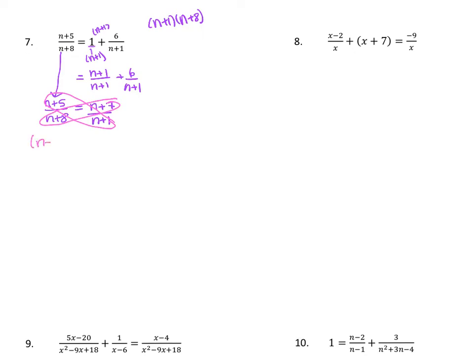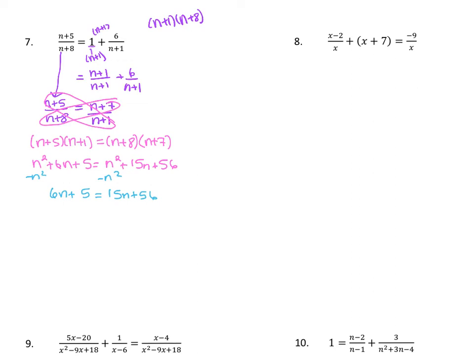So I'm going to have n plus 5 times n plus 1 equal to n plus 8 times n plus 7. So n squared plus 6n plus 5 equals n squared plus 15n plus 56. Now I can see my n squareds are going to subtract. So I'm going to have 6n plus 5 equal to 15n plus 56. So now I just have a linear equation that I need to solve. So I'm going to move my n to one side and my constant to the other side.